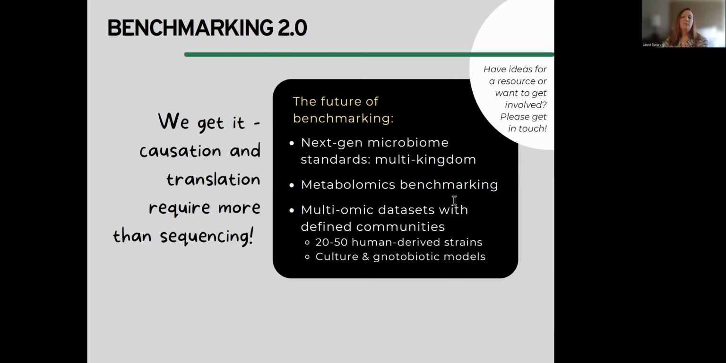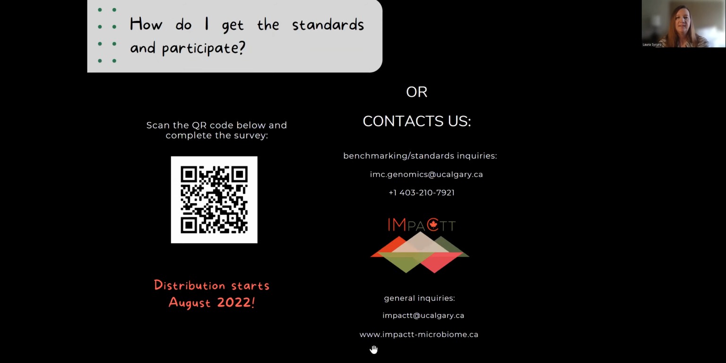So we're working on a plan to make some more complex defined communities, maybe 20 to 50 human-derived strains, and then look at generating multi-omic data sets in culture and gnotobiotic models, really to provide a resource for all of us to establish and improve tools for multi-omic integration. If you have ideas for a resource or want to get involved with the benchmarking that IMPACT is doing, please get in touch. We would love to partner more with the community, and are anxious to hear your ideas.